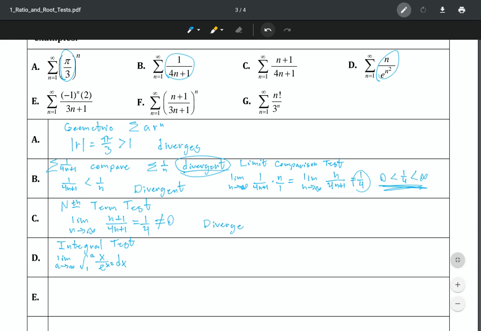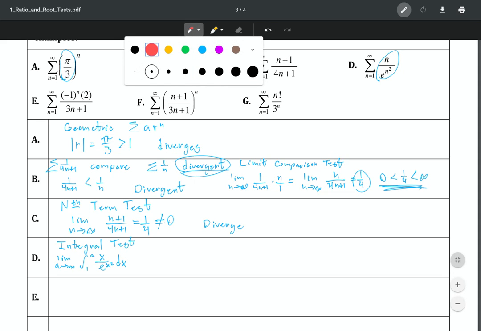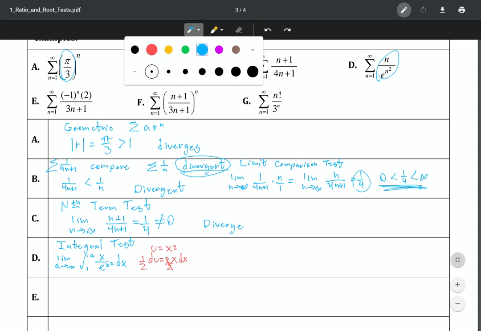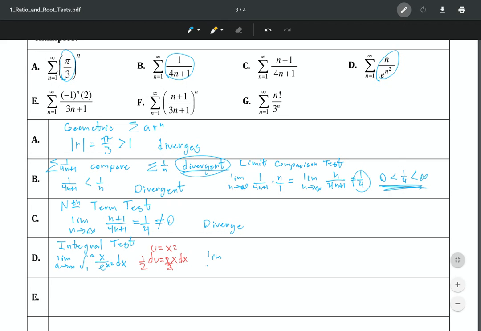Now for this one, I'm going to use u substitution, where u is x squared and du is 2x, but I do not need that 2. So I replace this, right? I would have the limit as a goes to infinity of the integral from 1 to a of 1/2 here.